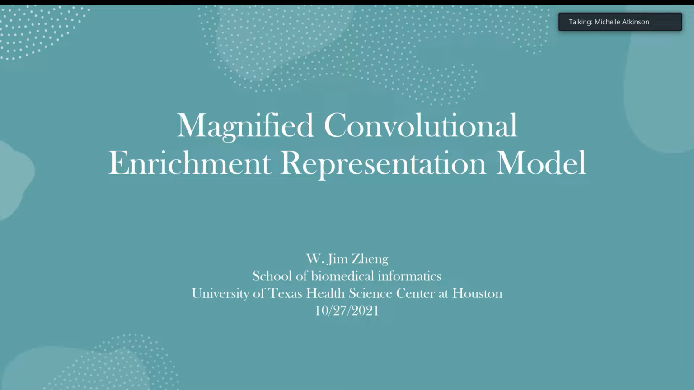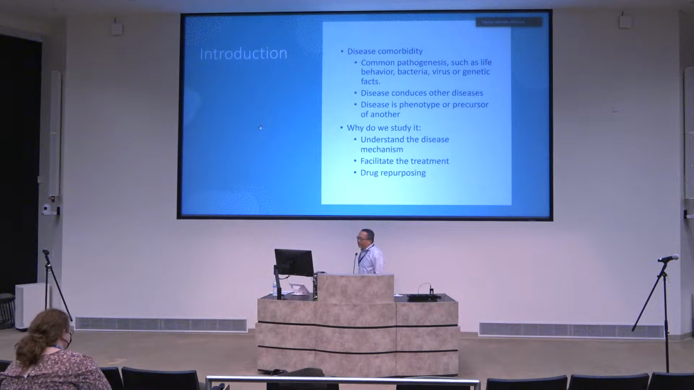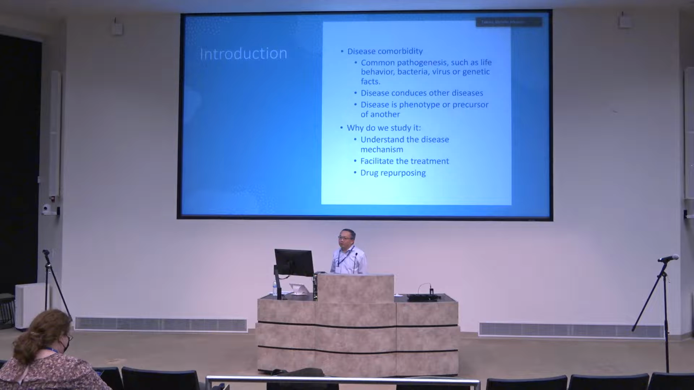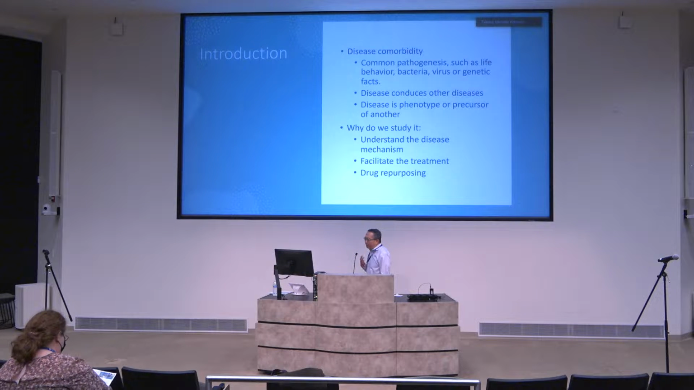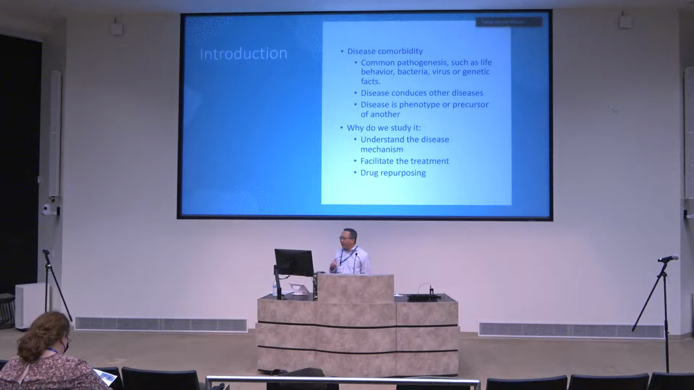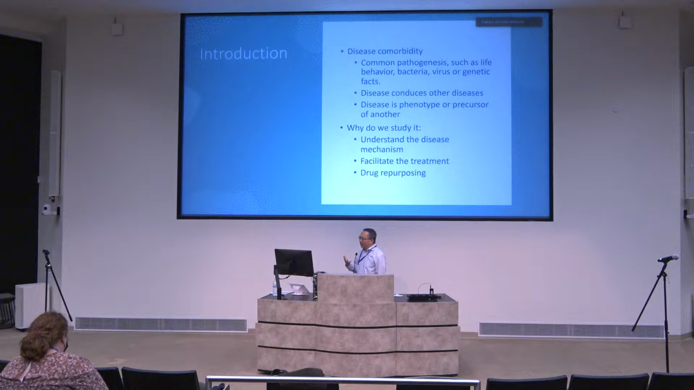I'm just talking about one of the projects we're doing as part of the data science and informatics core for cancer research at UT Health. For this project, what we try to do is identify disease and predict disease comorbidity: what diseases might be closely related, or, if they happen together, the patient will have a very severe consequence.